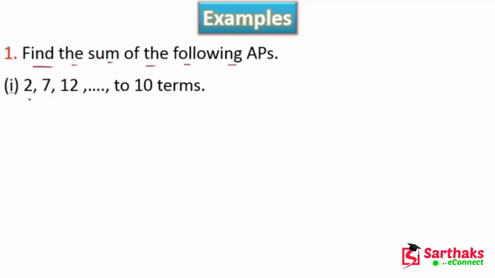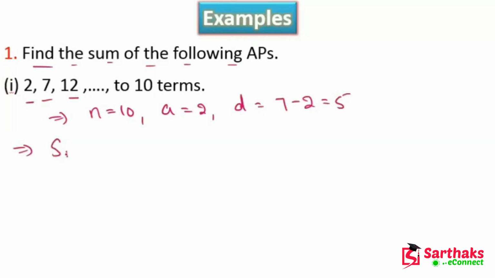Now we have 2, 7, 12, and 10 terms, which means n is equal to 10, a is equal to 2, and d is 7 minus 2, which is 5. Now we have to find S10. So now we can do it very easily.